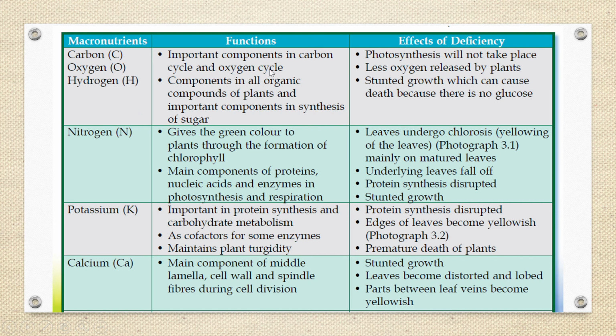And when you look at the function, oh, that's the function of nitrogen. It gives the green color to the plants through the formation of chlorophyll. So therefore, if nitrogen is not enough, there won't be enough chlorophyll and therefore the leaves appear yellow. Okay, and also you have other effects over here. You can see underlying leaves fall off easily. Protein synthesis is also disrupted, because nitrogen is one of the elements present in protein. Okay, so that's why you see main components of proteins.